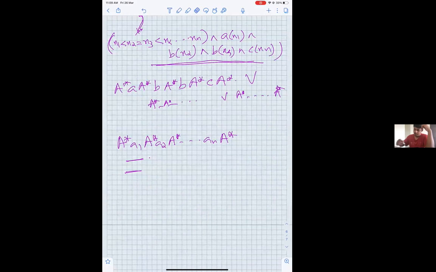Okay, so let me give a name to this kind of expression. A language of this form, I'll call it a shuffle ideal.